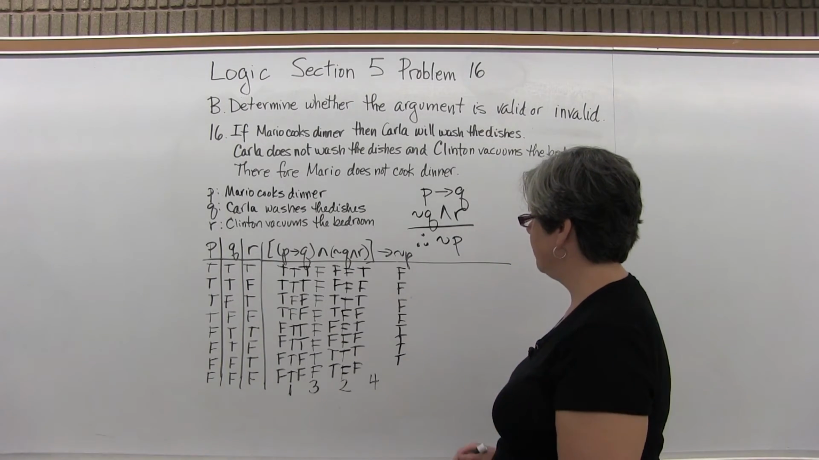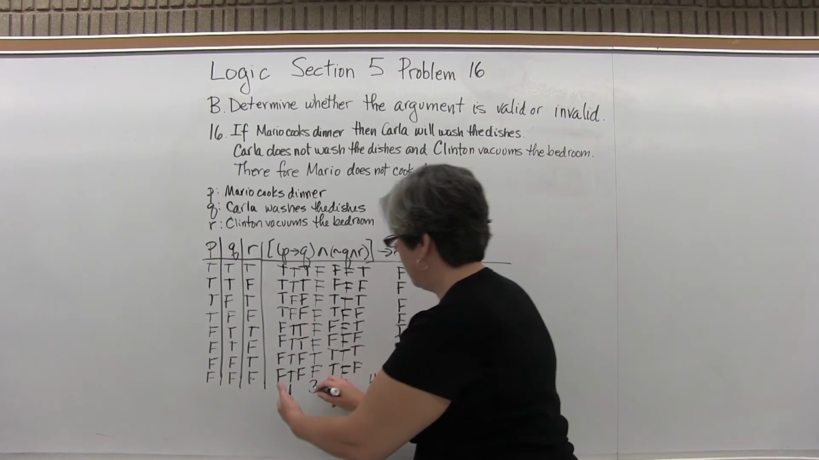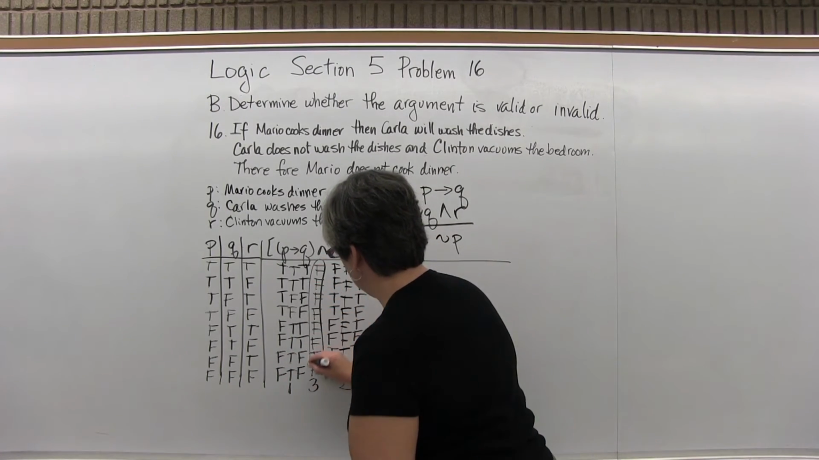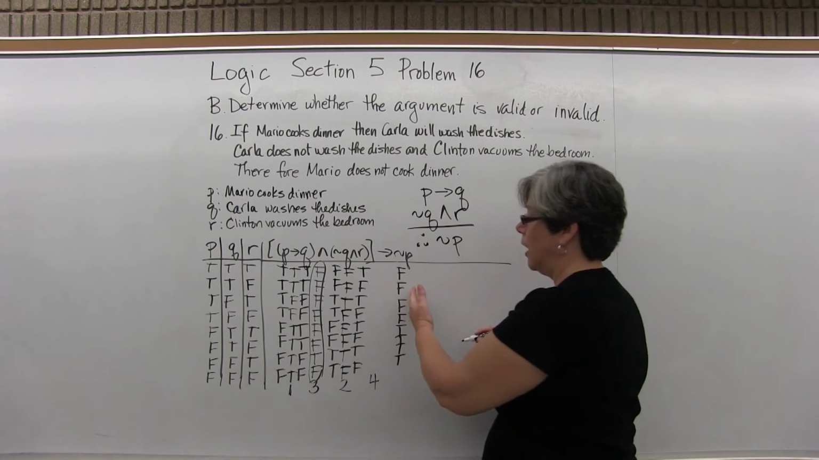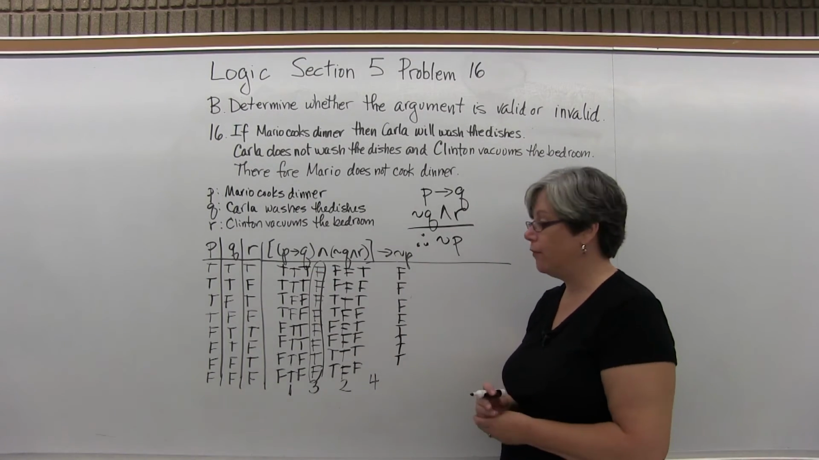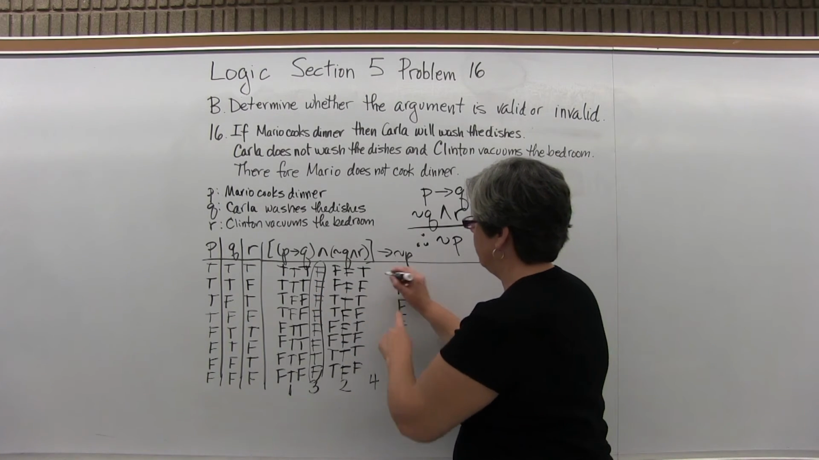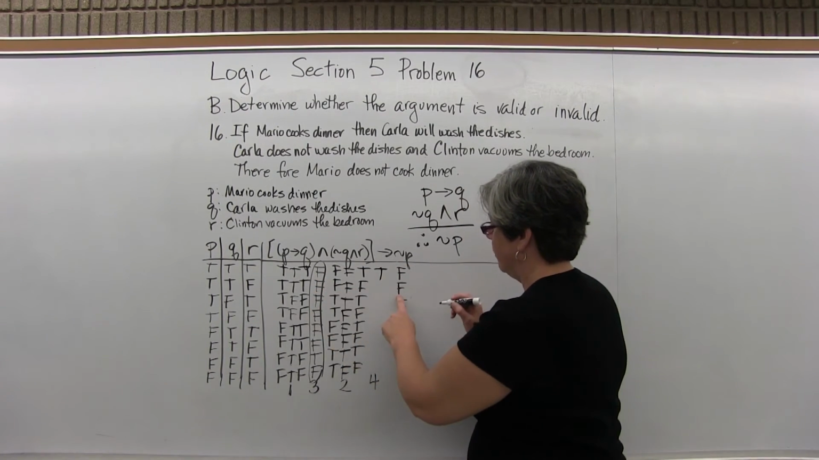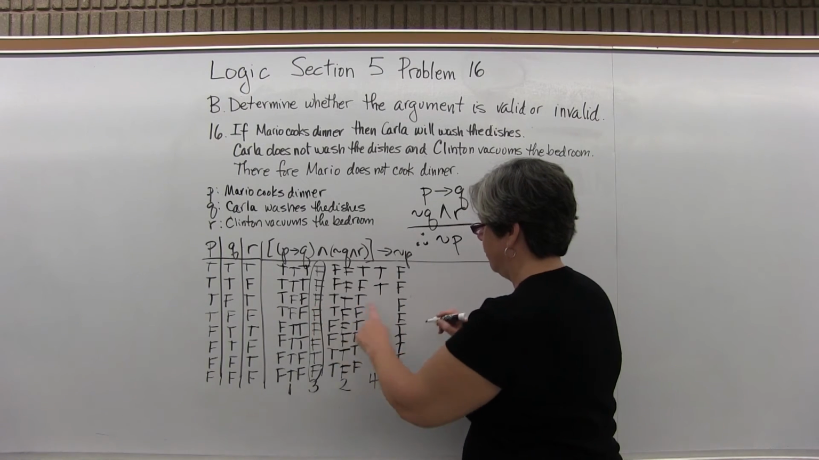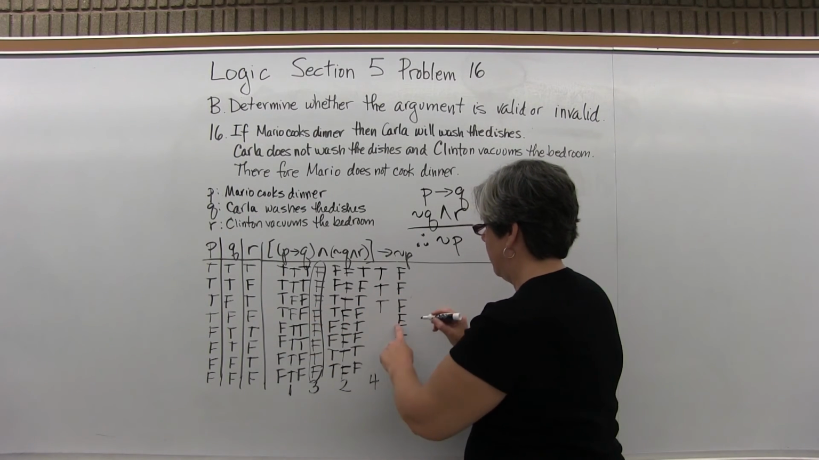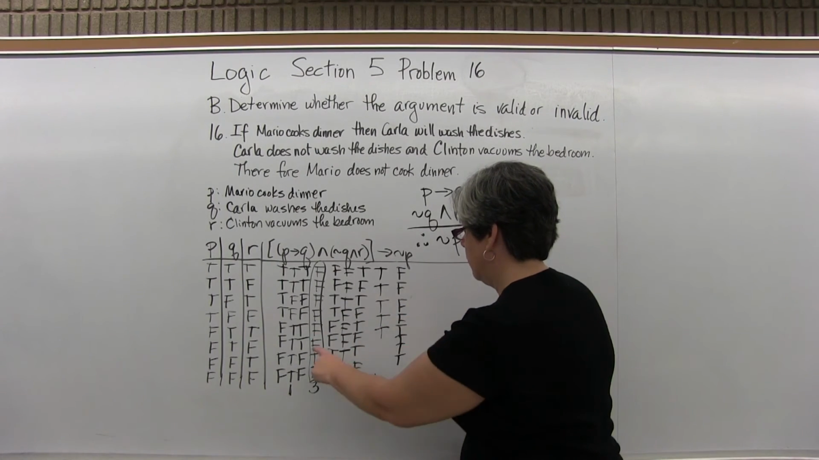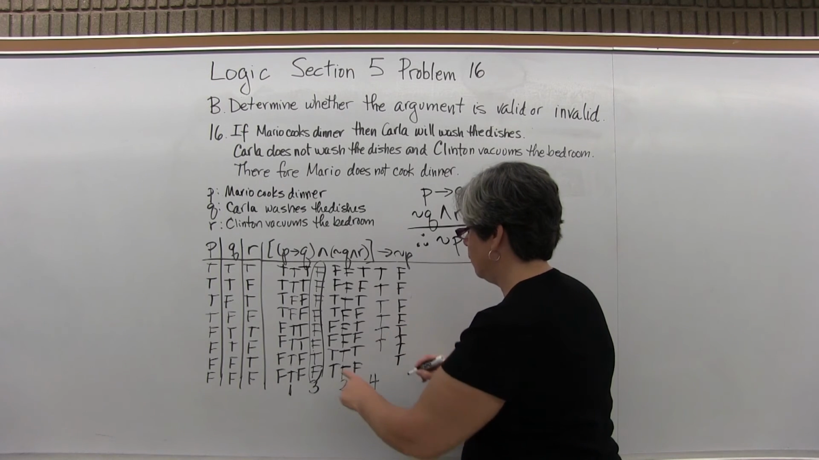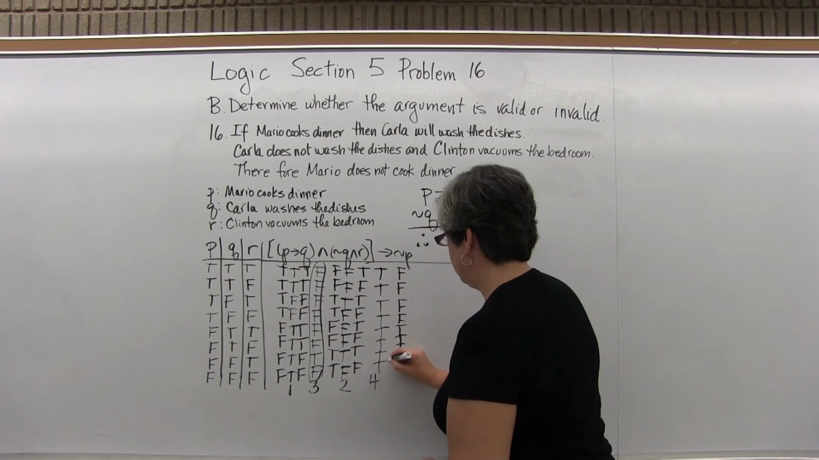Now for our final statement, we're looking at column 3, which I will circle for you, with our not P to look for true implies false, which will give us a false statement. So we have false implies false, which is true. False implies false, true. False implies false, true. False implies false, true. False implies true, true. False implies true, true. True implies true is true. And false implies true is true.